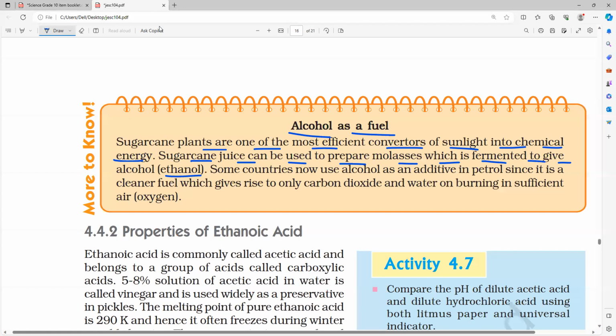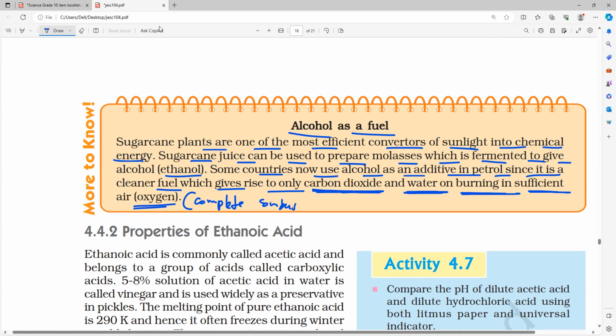Some countries now use alcohol as an additive in petrol since it is a cleaner fuel which gives rise to only two waste products. What are the only two waste products, everybody? Carbon dioxide and water on burning in sufficient air. Burning in sufficient air means complete combustion. It is from your book only, but the chemical equation is not in the book, but I taught the chemical equation.